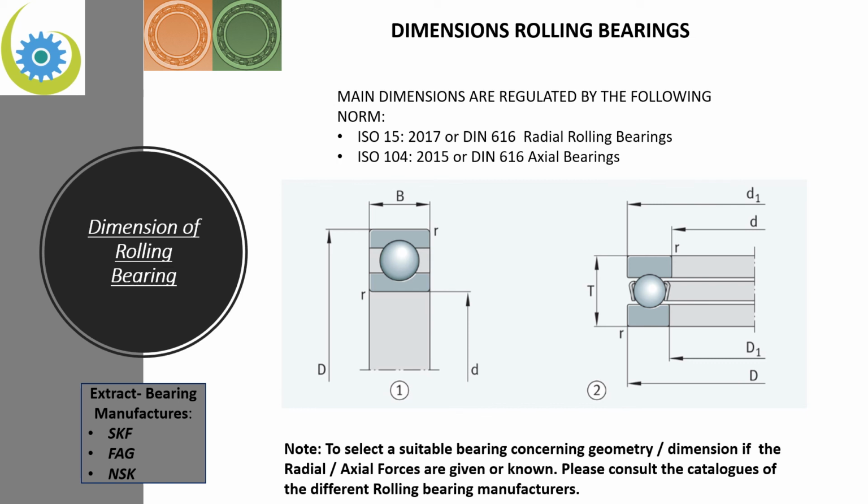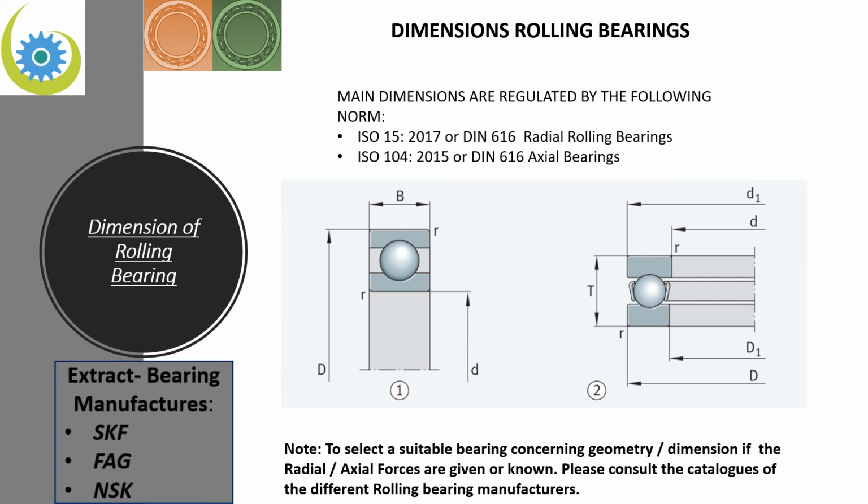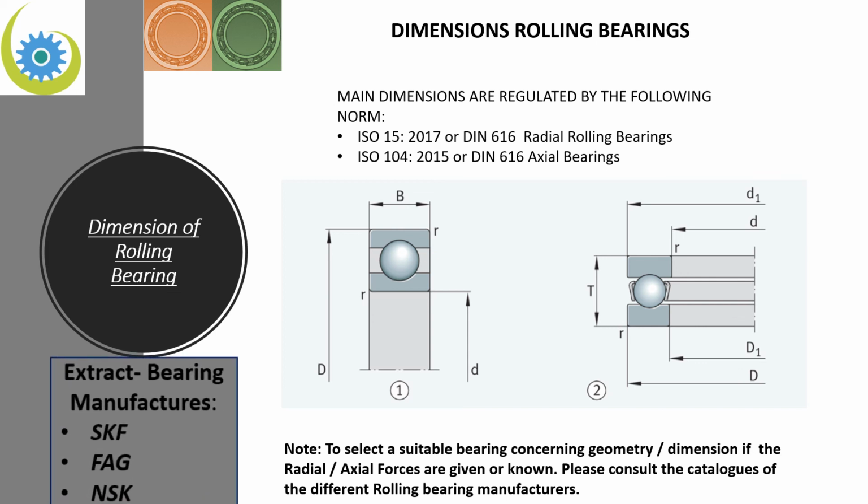I want to point out that rolling bearings are standardized parts. That means that all geometrical dimensions and physical characteristics like loading capacities, lifetime in hours, etc., you can find in the catalogs of the different rolling bearing manufacturers. Here a short extract on the left side, like SKF, FAG, NSK, for example, but there exist all other manufacturers. There you will find all the necessary information.